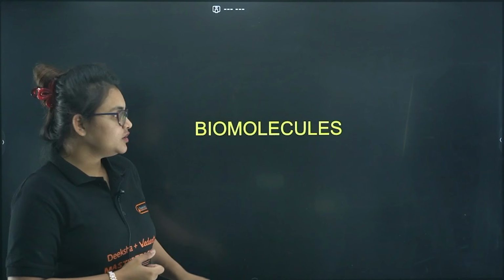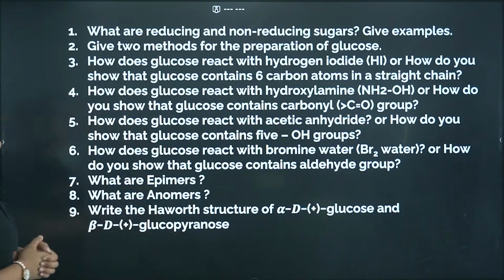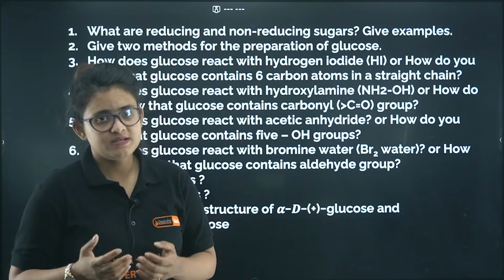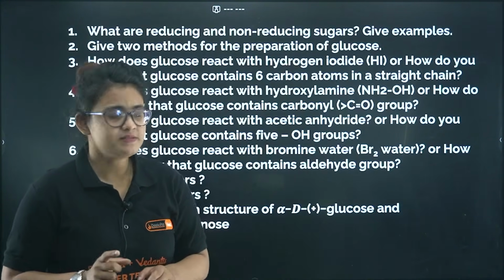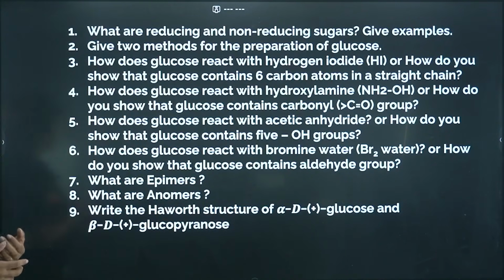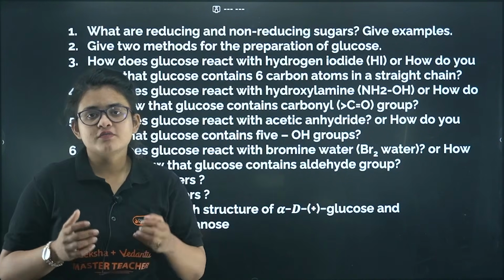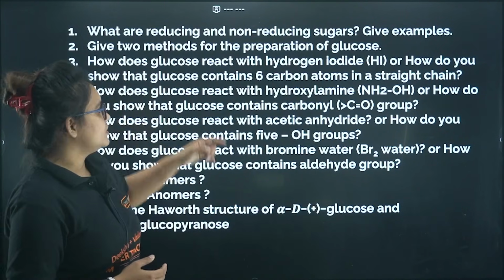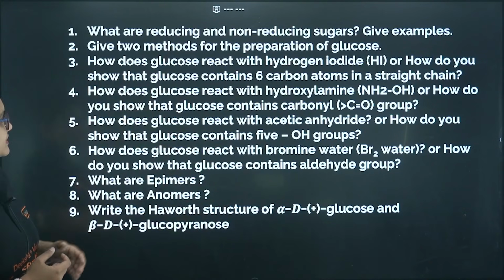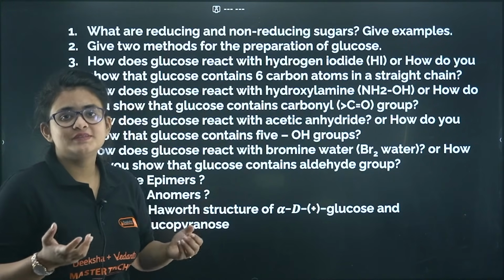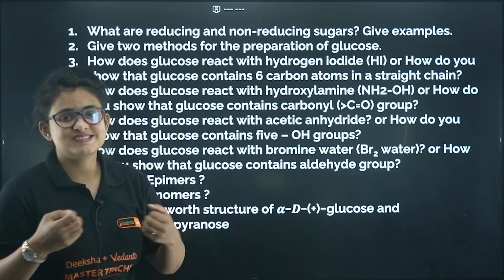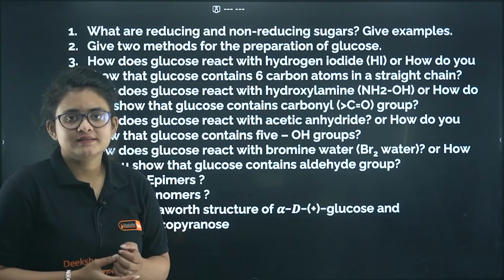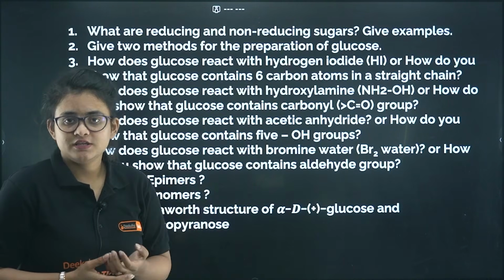Now let's see biomolecules. Here you can see reducing or non-reducing sugar, you can expect the proper definition, and please make sure you are writing the examples. And here you have to study the complete structural analysis of carbohydrates. I mentioned a few questions over there, like how will you prove that a particular carbohydrate has 6 carbons in it, right? Write the reaction with HI, hydrogen iodide, right? Another thing is that it has one aldehydic group, how will you prove it?